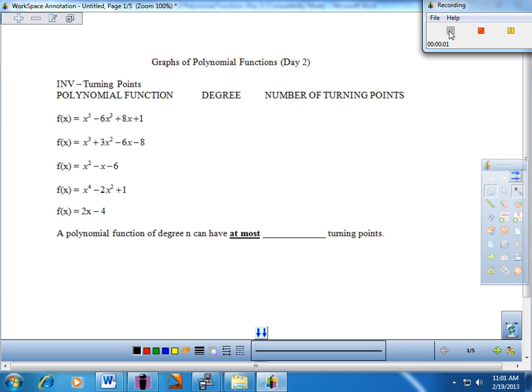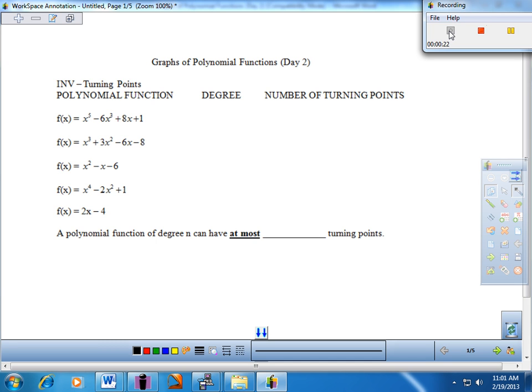Welcome. Today's lesson is entitled Graphs of Polynomial Functions, Day 2. This lesson is just a continuation of the previous lesson where we analyzed the graphs of polynomial functions and looked at some of the specific characteristics. We looked at, if you remember, what's called end behavior, and we'll go ahead and review that characteristic here today.